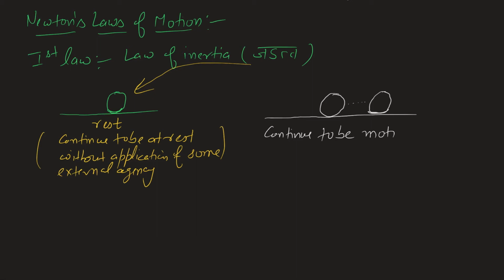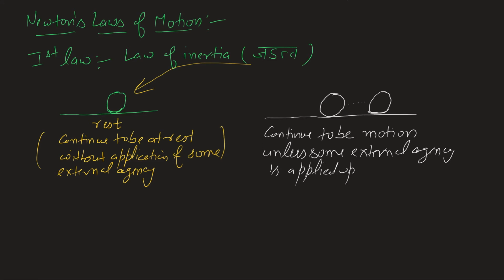Motion means it will not change its position of motion, it continues to be in uniform motion unless some external agency is applied upon it. So this is the second notion, notion number 2, and this is the notion number 1 of inertia.